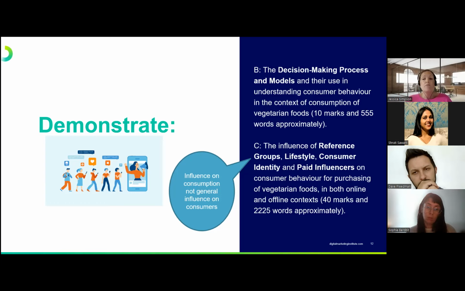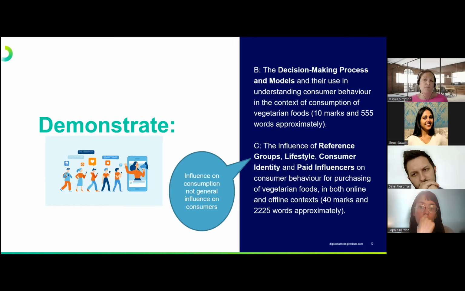With the reference groups, lifestyle, consumer identity, and paid influencers, this is slightly different. This is going to be quite support heavy in terms of showcasing examples, especially with paid influencers, where there are lots of examples out there. Lifestyle, again, showcasing visuals and examples to support the lifestyle comments that you're making. It's really important that you understand the theory behind this. So reference groups is not paid influencers, etc. You've got to be really clear about what these influences are and the variations between them.